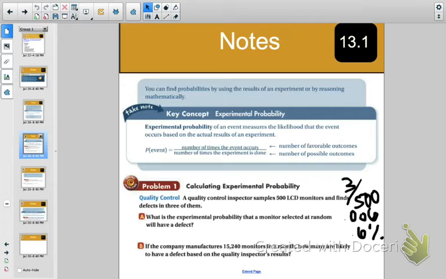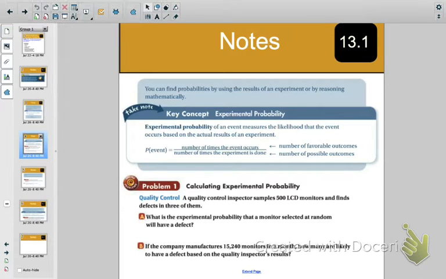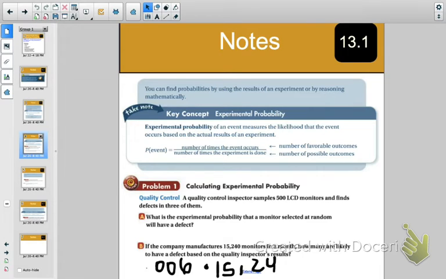Okay. If the company manufactures 15,240 monitors in a month, how many are likely to have a defect based on the quality inspector's results? So for this one you need to look at your probability, which was 0.006. We can just multiply that by 15,240 to give us a good estimate of how many will be defective, and that would be about 91-ish.